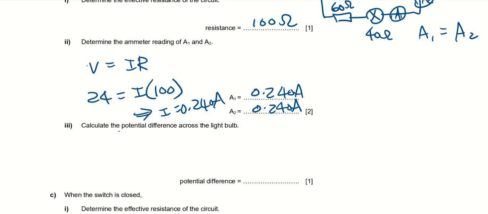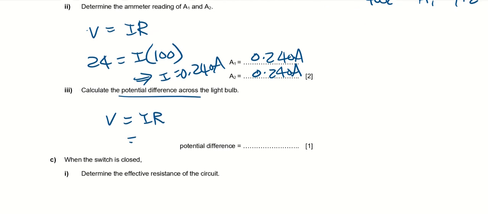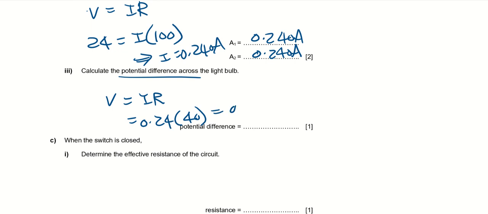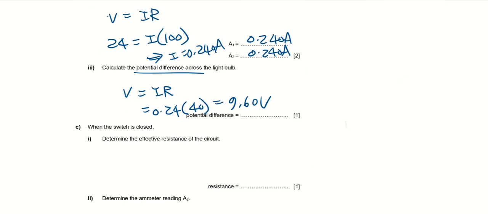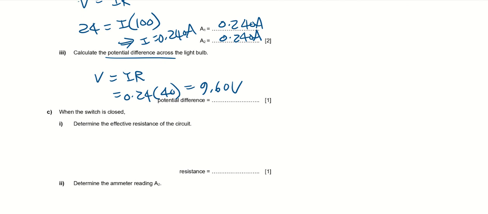Now calculate the potential difference across the light bulb. We use V equals IR. Actually, this WA, we did a lot of this. The current flowing through is 0.24. The resistance of the light bulb is 40. So therefore, you multiply them together, you will get 9.60 volts. Okay. Now, when the switch is closed, determine the effective resistance of the circuit.